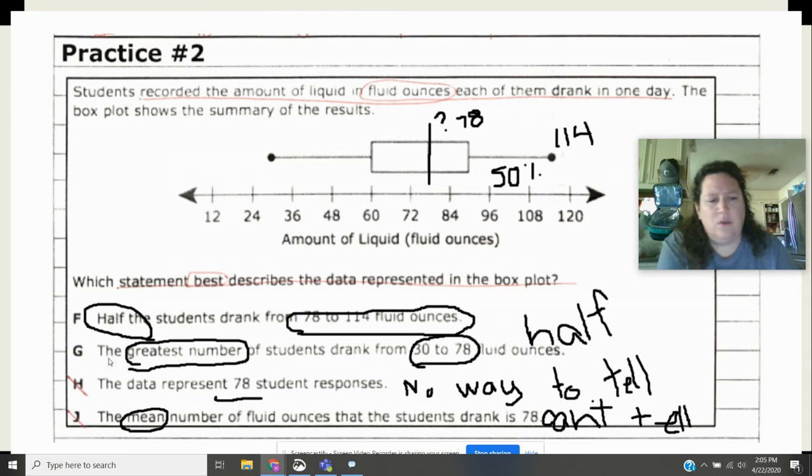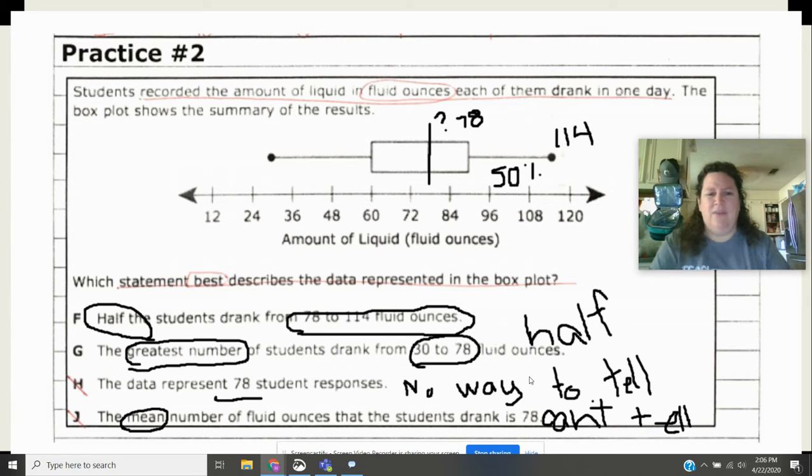Let's prove the other three wrong. The greatest number of students drank from 30 to 78. Well, 30 down here up to 78 is half the students. So we know that's not a greater number of students because that's half of them.